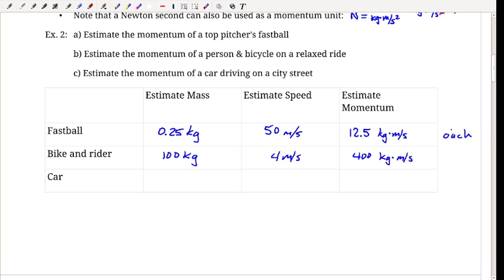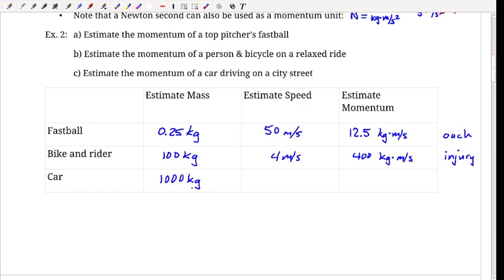So a fastball might hurt to get hit by. This is going to knock you over and maybe even result in injury. So not so fun to get hit by a biker. If he rolls over your foot, not great. If he crashes into you, you could end up with a broken leg. So more momentum for a bike and a rider than just a fastball, even though the fastball is moving a whole lot faster. Then we upgrade to a car, which you're looking at about 1,000 kilograms.